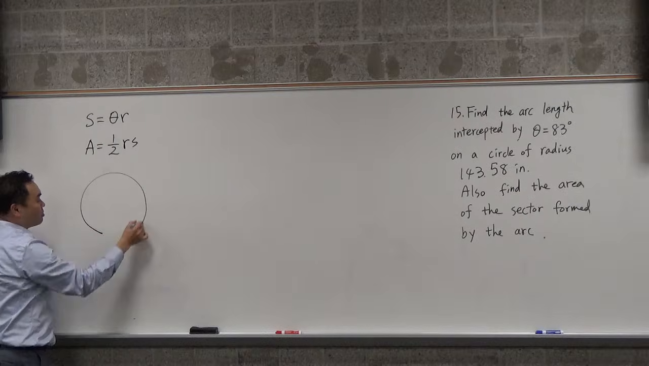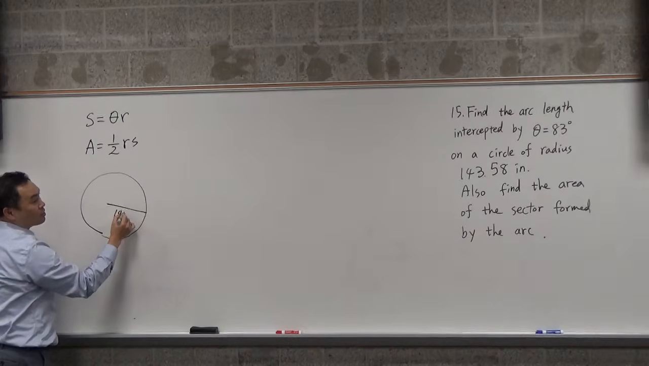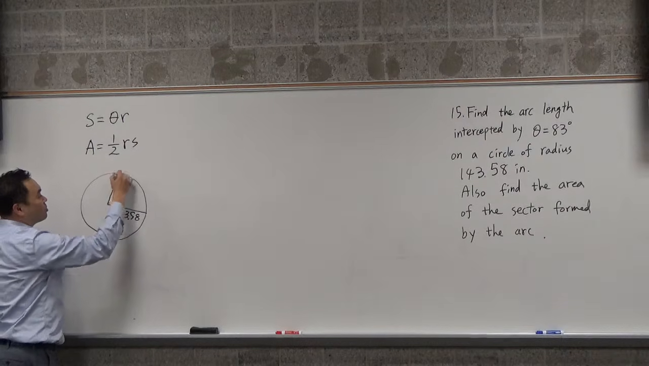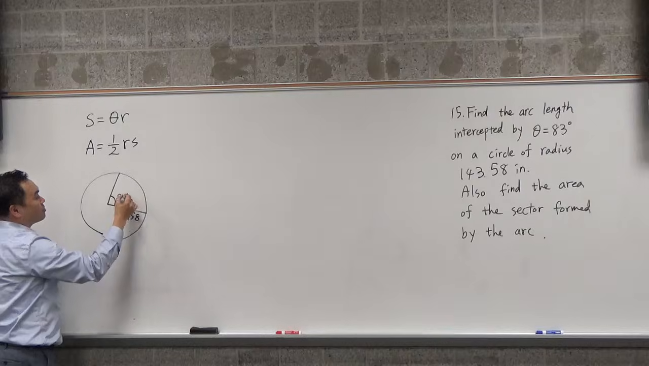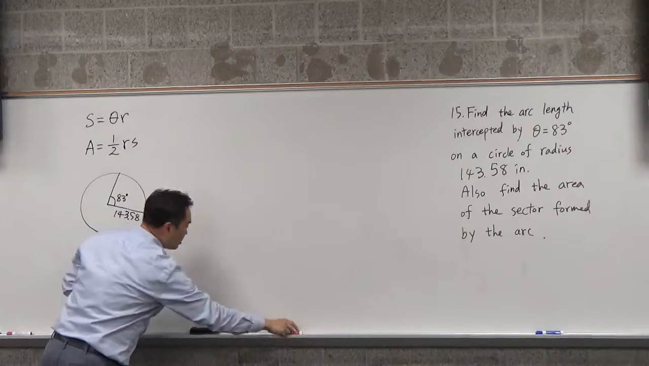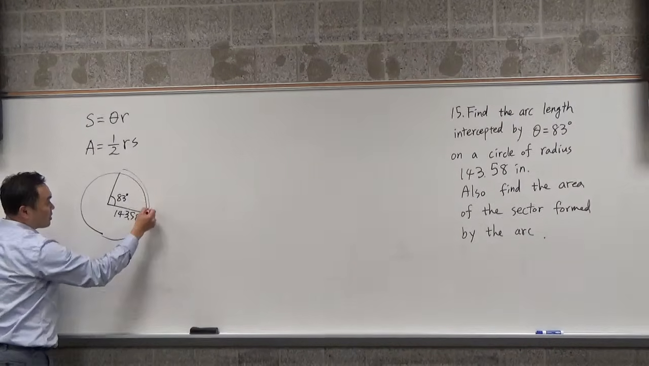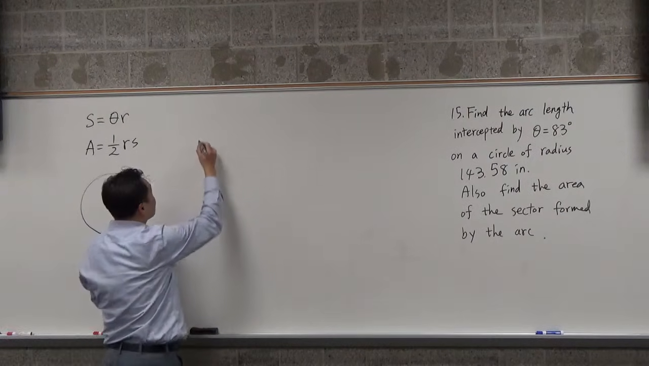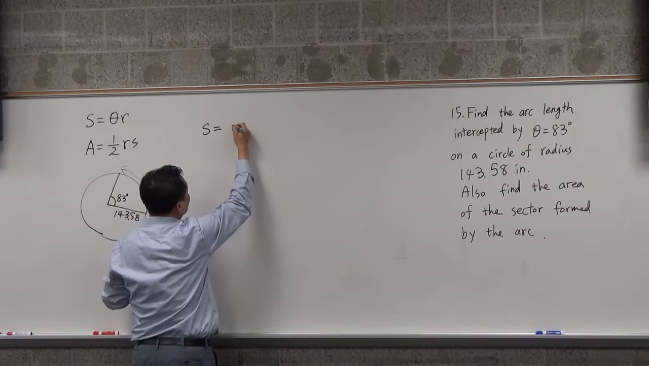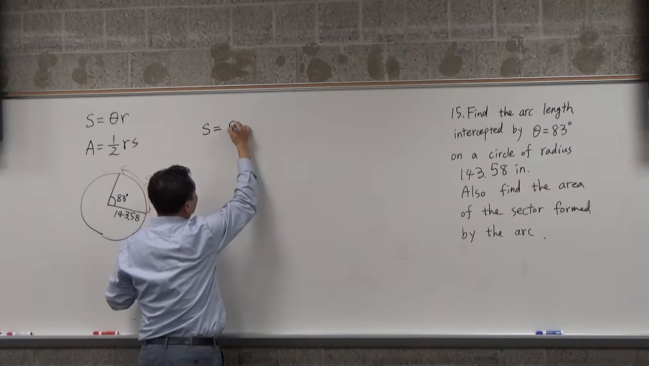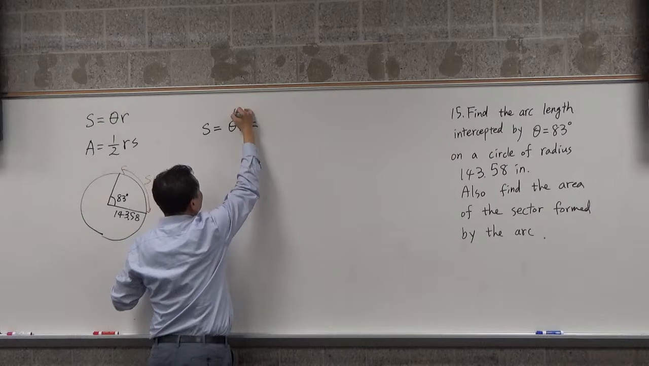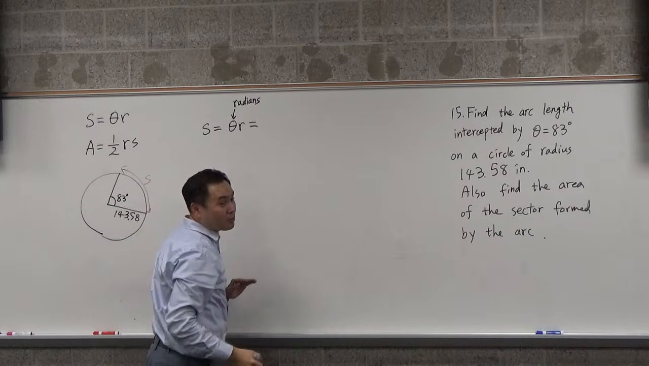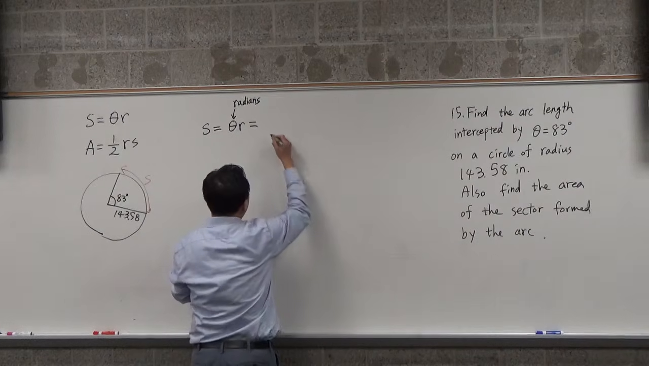So here's a circle of radius 143.58. And here's the angle of 83 degrees. And we're looking for this length, S. And to get that S, we have to use the SOAR formula, S equals theta times R. But the catch here is that this theta must be in radians, or else this formula doesn't work, okay? So you have to convert 83 degrees into radians.